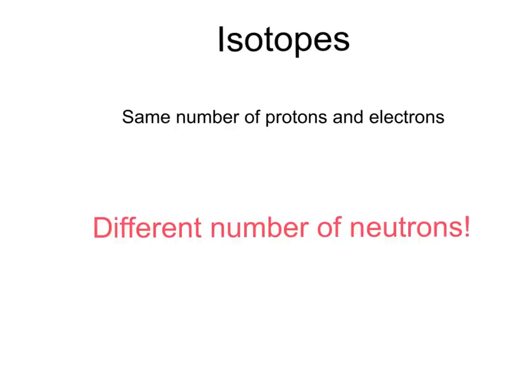The next thing we need to know about are isotopes. Isotopes are different atoms of an element with the same number of protons and electrons but different number of neutrons.